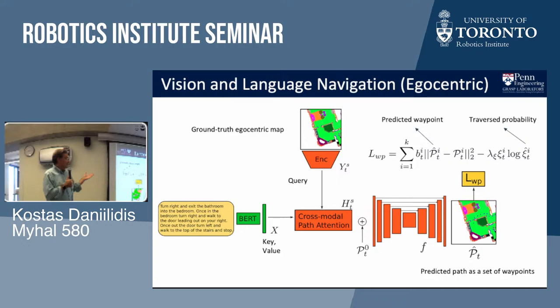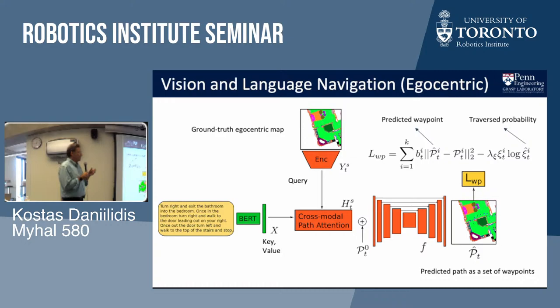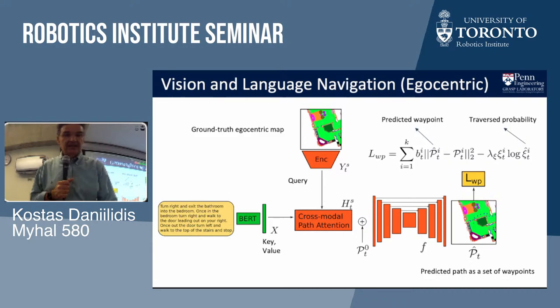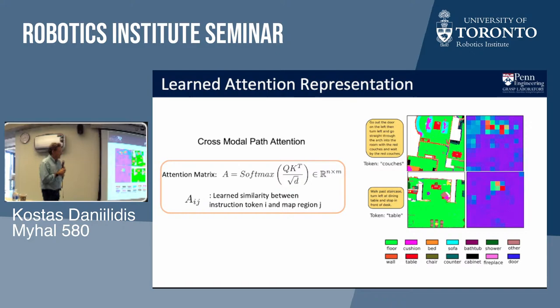And the reason why we chose the path is because we believe that the path is really the grounding of the instruction, of the whole instruction, in this map. So this is again, we still stay with the ground truth map.